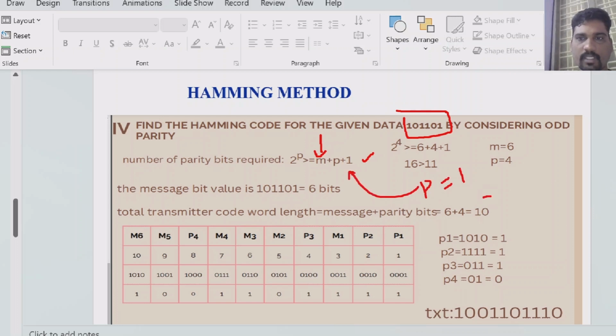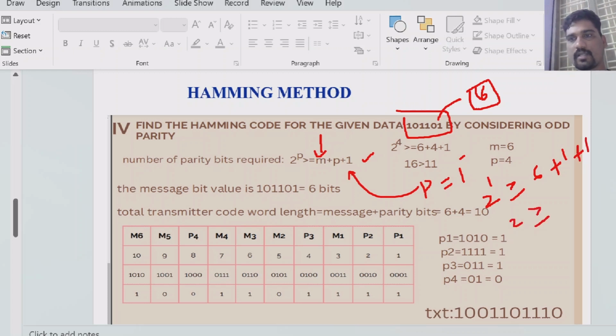What is the answer? You will be getting 2 power p, that means 2 power 1, greater than or equal to, what is the number of message bits we have? Just count the total number of bits, 1 2 3 4 5 6. So m value equals 6. It is always fixed as per the given question. So m equal to 6 plus what is the p value we considered? 1, plus 1. Now is this condition satisfied or not? No, this condition is not satisfied, right? 2 is not greater than or equal to 8. So it means that we should not consider p equal to 1.